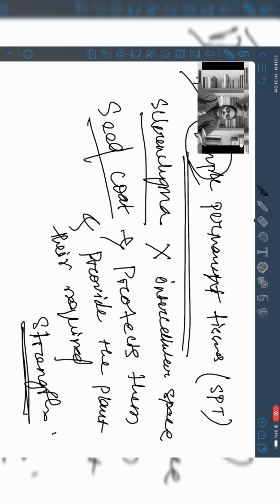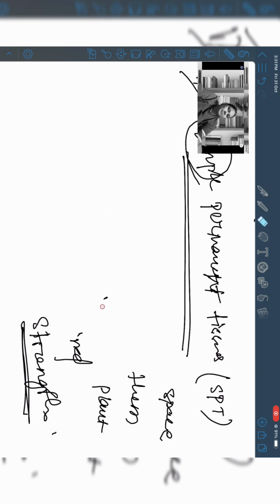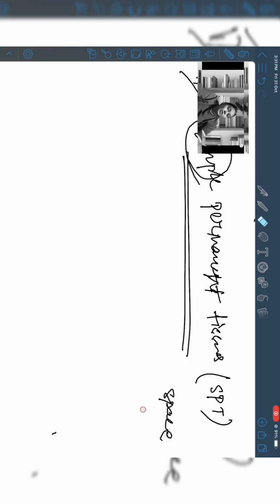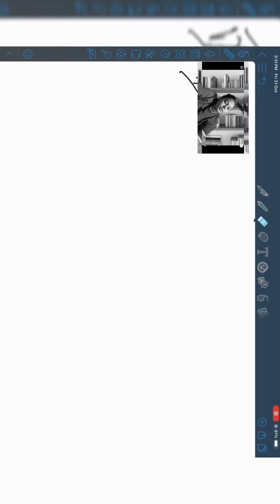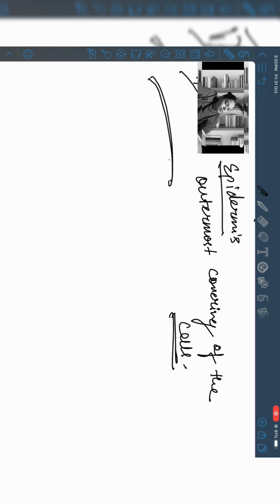Now, you know that plants respire too. So, how do they respire? Through the stomatal openings. Now, if this layer were closed, that means there is no airspace for the plant to breathe. How will they breathe? Hence, the epidermis has small openings. These small openings contain stomata.